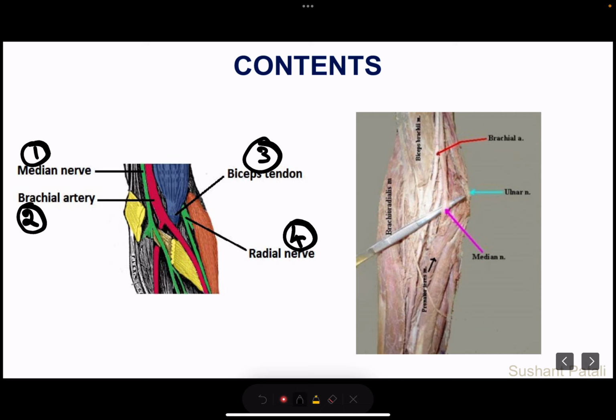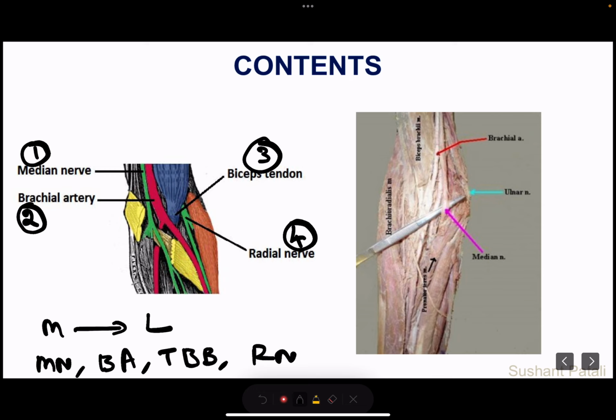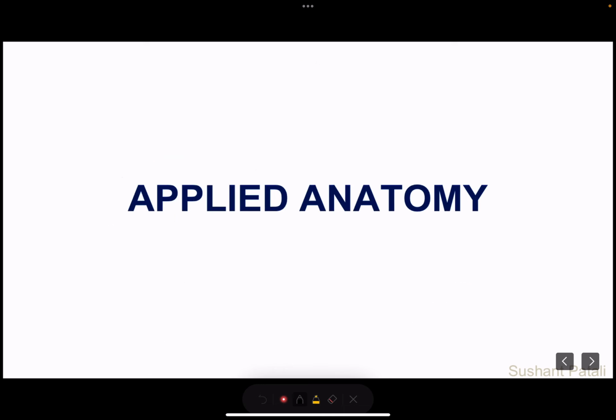So from medial to lateral we have the median nerve, the brachial artery, the tendon of the biceps brachii muscle, and the radial nerve. The radial nerve will be dividing here into a superficial branch and a deep branch. All right, and the brachial artery also will be dividing into its two terminal branches, the radial artery and the ulnar artery. Right, so these are the contents of the cubital fossa.